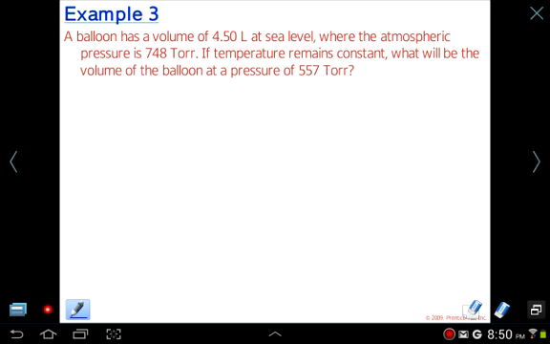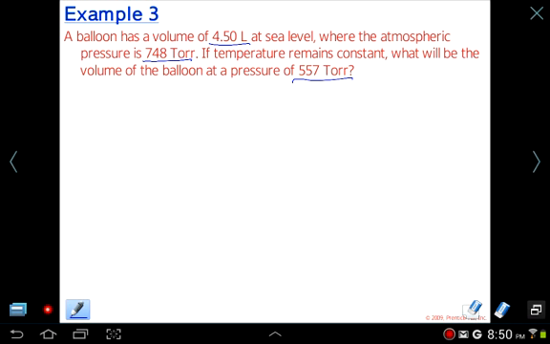The first problem states the following. We have a balloon with a volume of 4.50 liters, where the atmospheric pressure is 748 torr. If the temperature remains constant, what will be the new volume at a pressure of 557 torr? So the pressure went down. We're asking what will be the new volume.